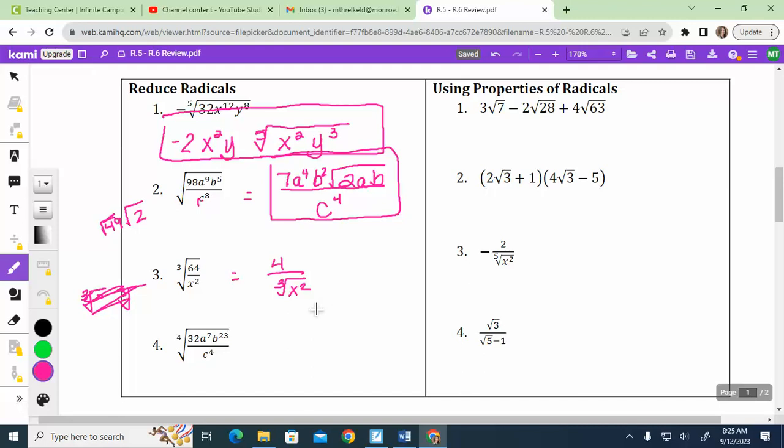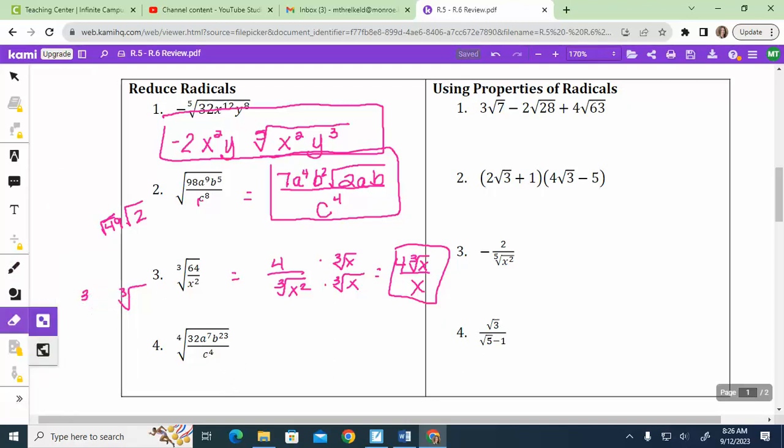So we talked about yesterday, you can't leave a radical on the bottom. It's a cube root, so I need 3 of the x's before I can pull it out. I currently have 2, so we need 1 more. So we're going to multiply by the cube root of x on top and bottom. So that gives us a 4 cube root of x. On the bottom, you get the cube root of x cubed, which is just x.